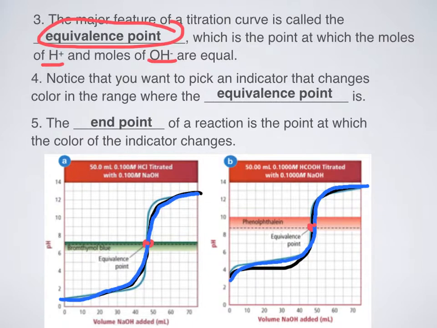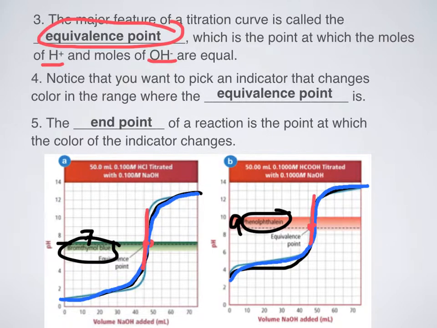Now notice, again, you want to pick an indicator that changes color in the range where your equivalence point is. So if you know your equivalence point is going to be somewhere around 7, bromothymol blue is a really good choice because somewhere along this line it will change color. Same thing goes with this over here. If our equivalence point is going to be around 9, phenolphthalein is a great choice because somewhere along this line it will change color.